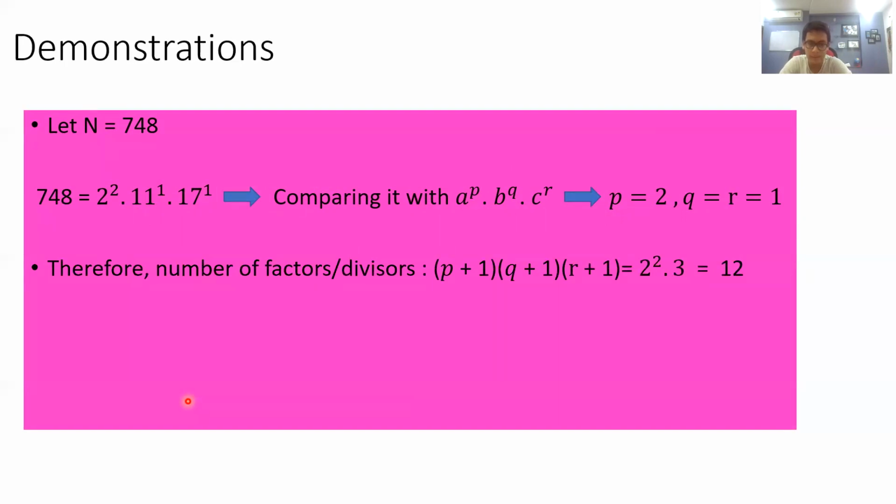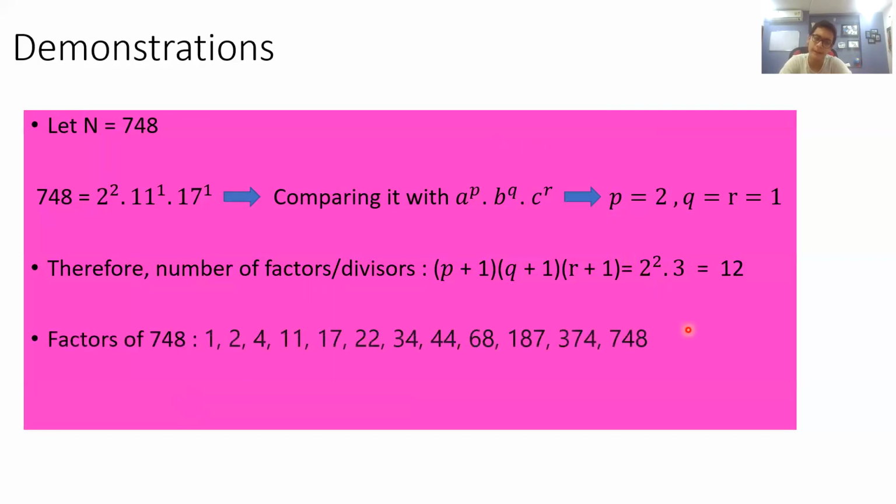Therefore, the number of divisors or factors is p plus 1 times q plus 1 times r plus 1, which is 2 plus 1 times 1 plus 1 times 1 plus 1, that is 3 times 2 squared, 12. Factors of 748, sure enough, if you count them all listed here below, there are 12 factors of 748. Hence, the formula works for n equals 748.